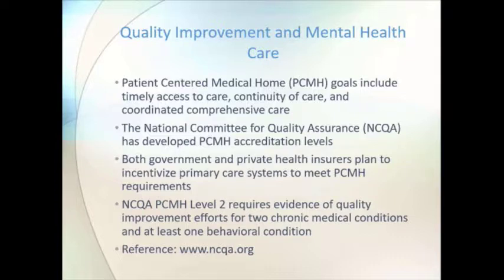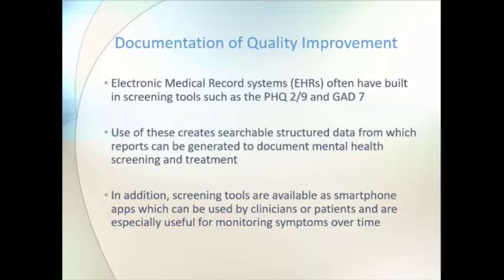So at the moment, NCQA PCMH Level 2 requires evidence of quality improvement efforts for 2 chronic medical conditions and at least 1 behavioral condition, in order to qualify for level 2 accreditation. And again, documentation is key. You need to be able to show that you're doing what you're doing. Electronic medical record systems do help with that.